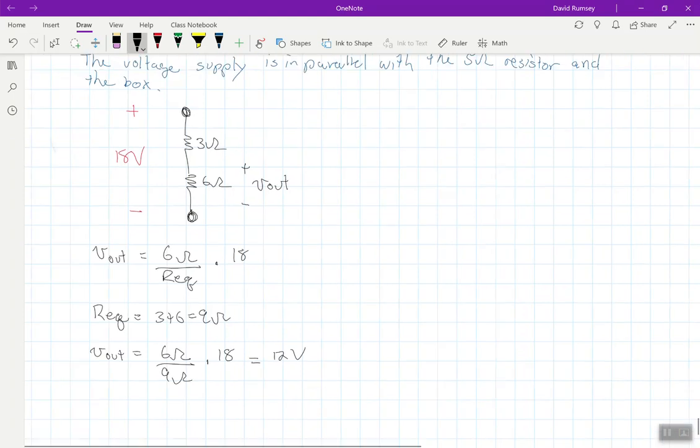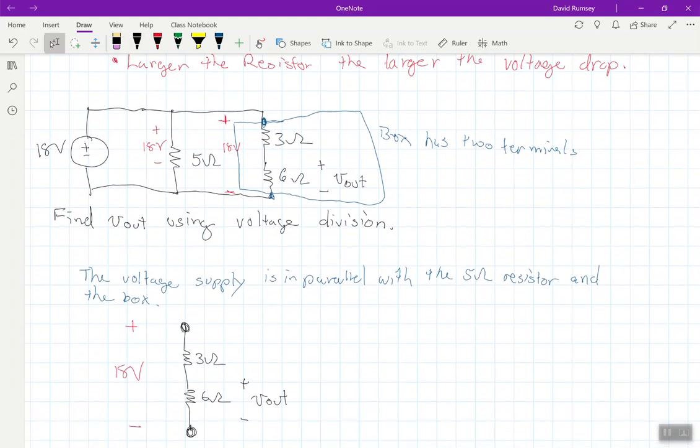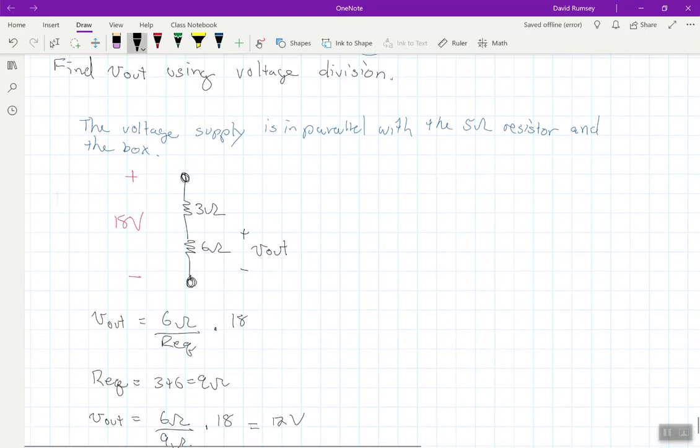Now again, we're using voltage division, but we weren't able to apply it directly to the original circuit. We had to think about it this way: if I drew that blue box around it like I did, then the box, the 5 ohm, and the power supply are all in parallel. So then I know the voltages across all of those elements. And then I can simply treat what's inside the box as a series circuit, because they're absolutely in series, and just do voltage division from there.